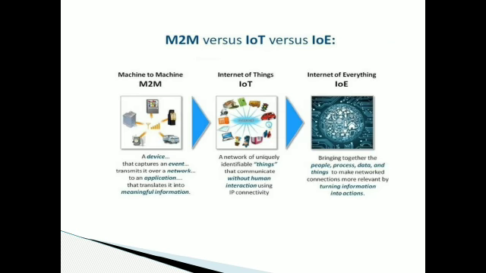M2M versus IoT versus IoE. M2M I have already discussed. A device that captures an event, transmits it over a network to an application that translates it into meaningful information. Whereas IoT, a network of uniquely identifiable things that communicate without human interaction.